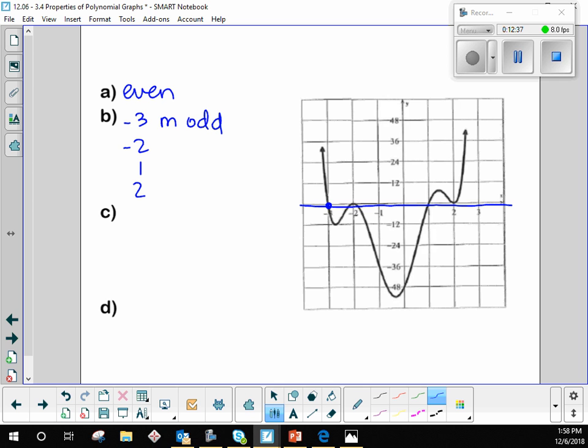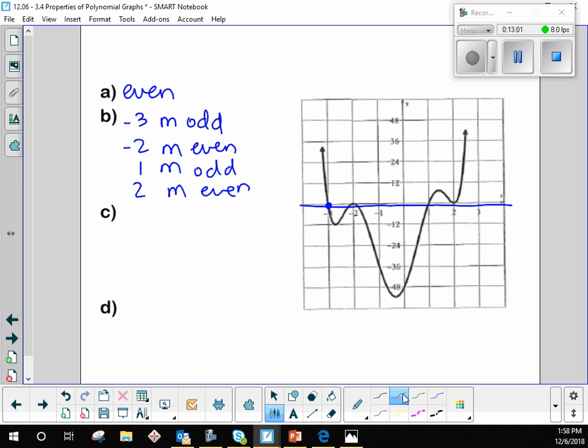At -2, it's bouncing. So that's even. What about at 1? Odd. And 2? Okay. So then in the next step, the minimum degree, if you're doing the degree first, you count the, yes sir.